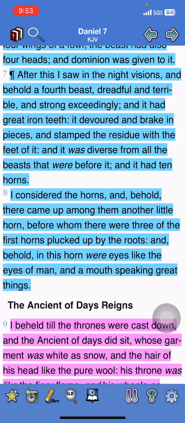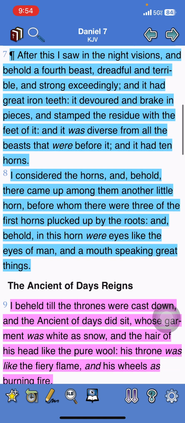And it was diverse from all the beasts that were before it, and it had 10 horns. You see that? And those 10 horns were the 10 vassal states they had under it. I forgot their names, but I know it's like the Visigoths, the... I can't remember all of them, but those were the 10 horns at that time. The 10 vassal states. Now the 10 horns, is America, the EU, right?